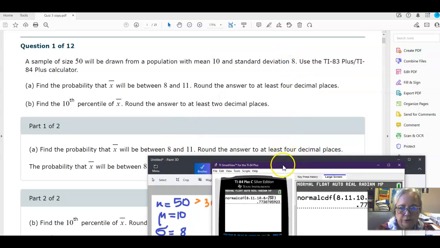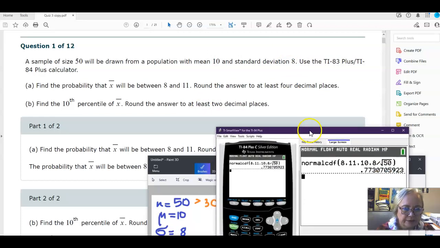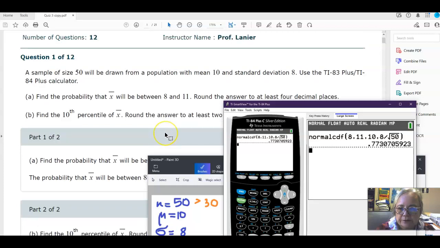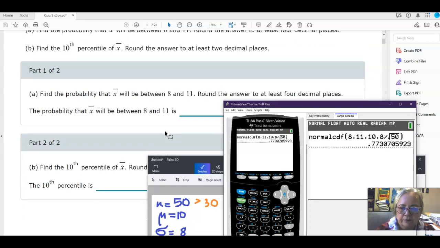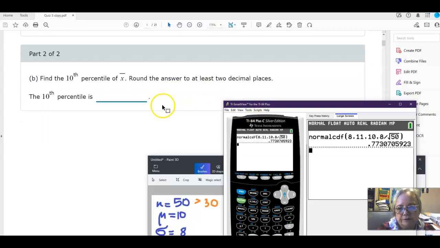So we enter that answer, 0.7731. Always pay attention: round the answer to at least 4 decimal places. At least means minimum. You could round to 5 decimal places. We round to 0.7731. So the probability that x bar will be between 8 and 11 is 0.7731.